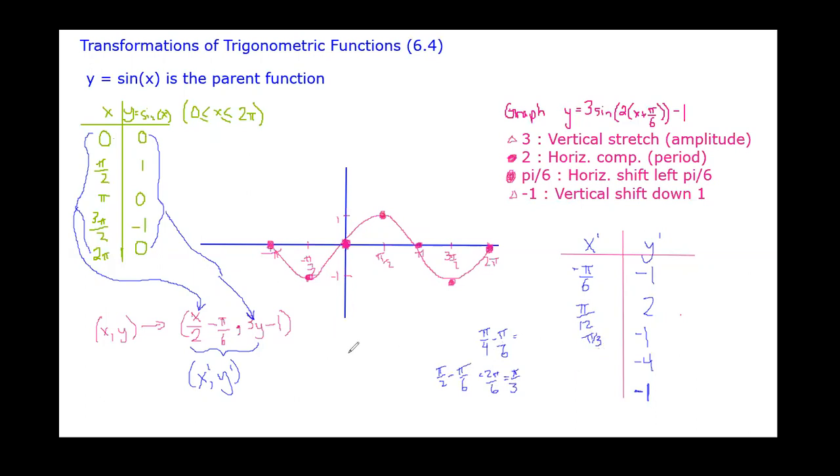Next one is 3 pi by 2. We divide that by 2, which is 3 pi by 4 minus pi by 6. Again, we make that out of 12. So 9 pi minus 2 pi, we get 7 pi by 12. And then finally, we are at our last one, which is 2 pi. We divide 2 pi by 2, and then subtract pi by 6. That's just pi minus pi by 6, which is 5 pi by 6.